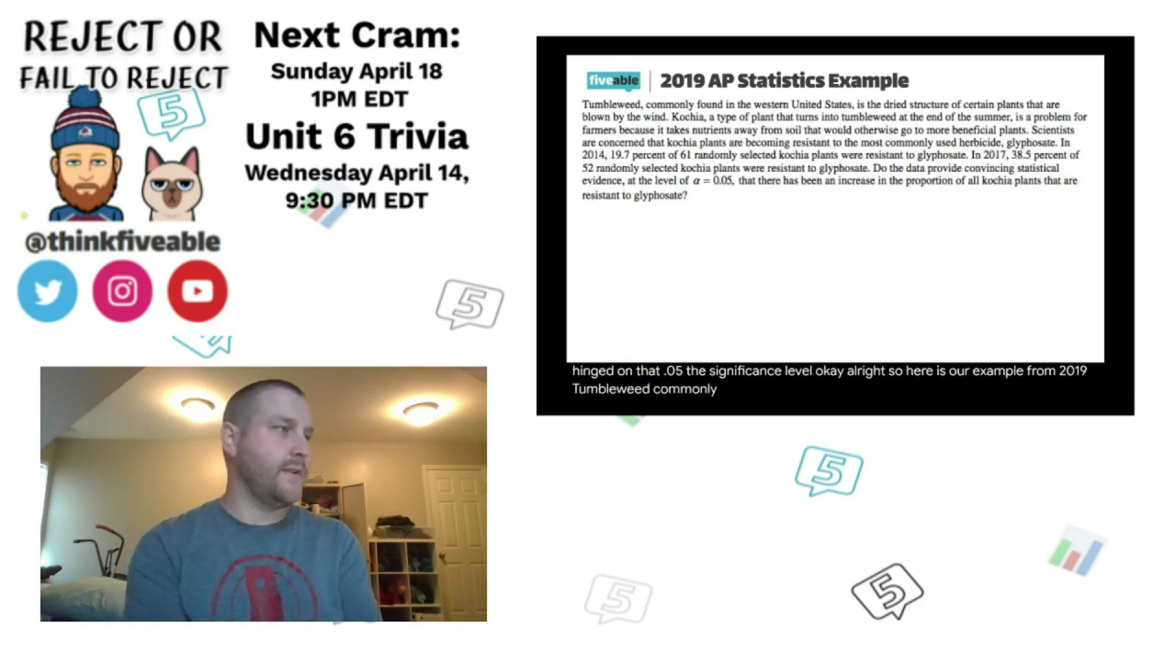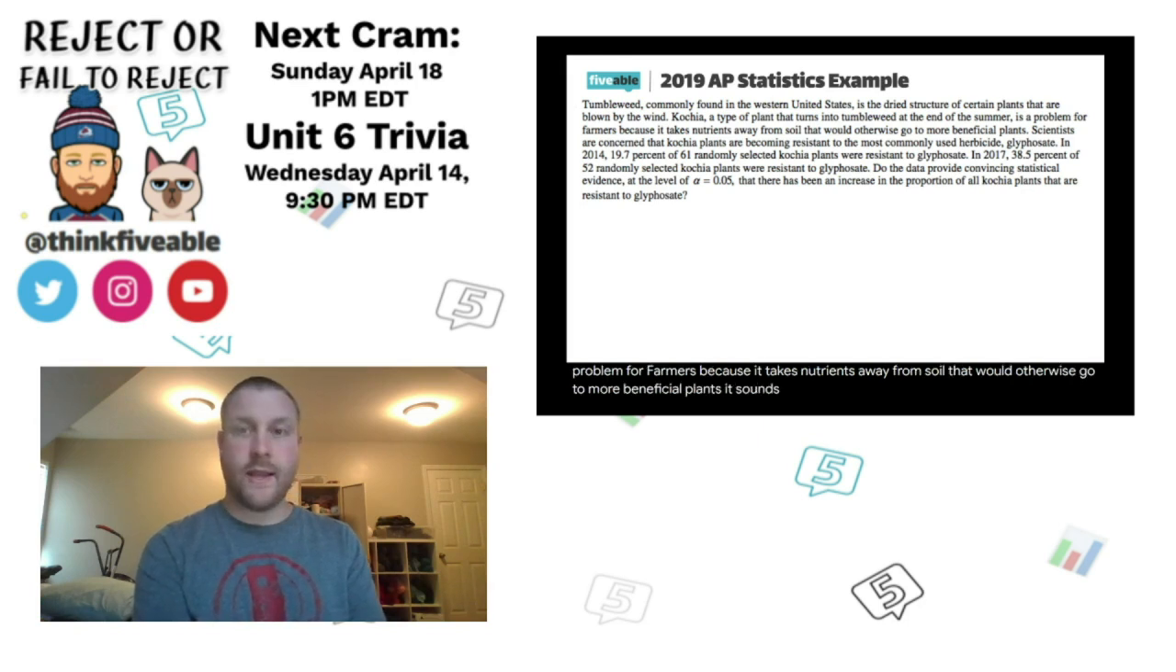Tumbleweed, commonly found in the western U.S., is the dried structure of certain plants that are blown by the wind. Kochia, a type of plant that turns into tumbleweed at the end of the summer, is a problem for farmers because it takes nutrients away from soil that would otherwise go to more beneficial plants.